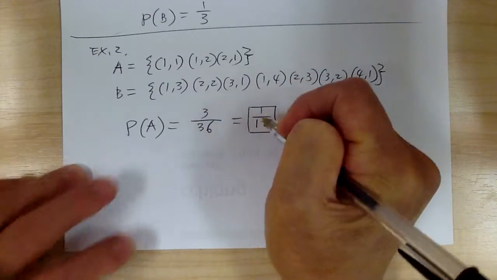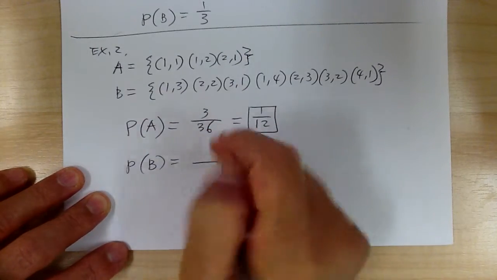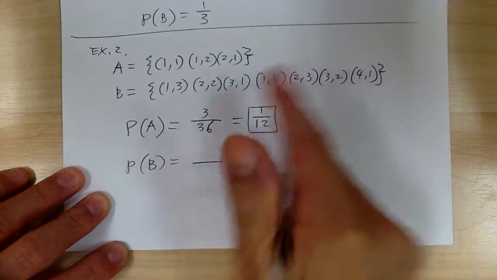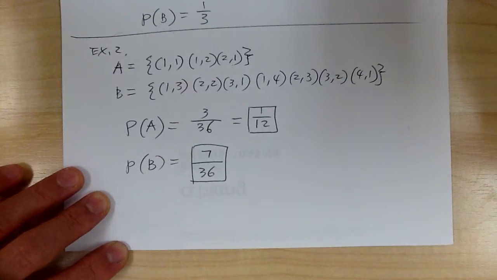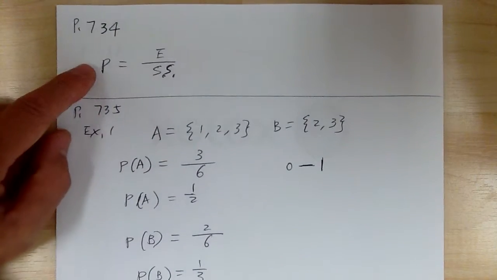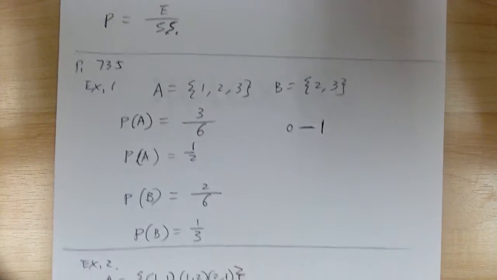Okay. Now probability of B happening would be 1, 2, 3, 4, 5, 6, 7 out of 36. Okay, and that's it. So again, make sure you remember the definition. Okay, probability is what you want divided by the total. Okay, that's a probability. Okay, now let's go to example 3.